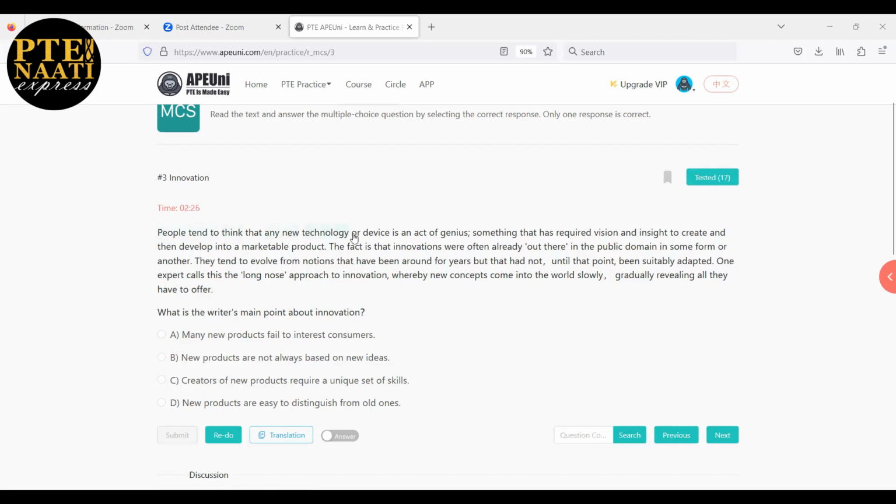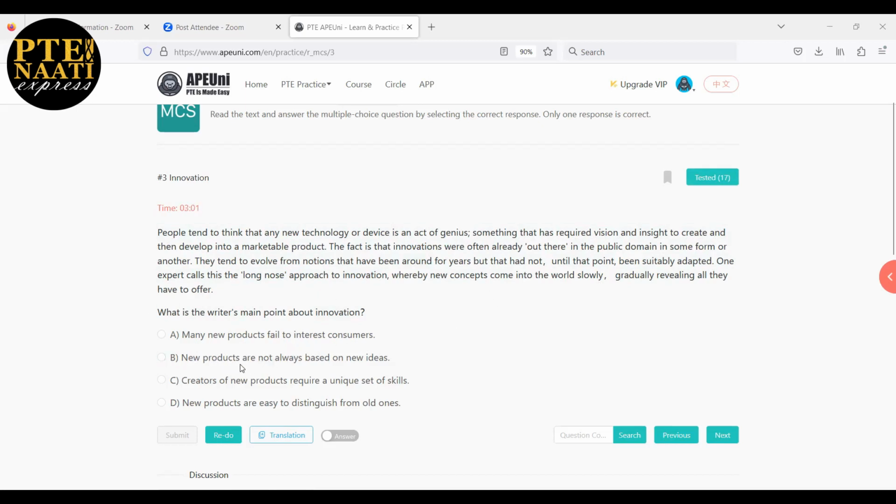People tend to think that new technology or device is an act of genius, something that has required vision and insight to create and then develop into a marketable product. The fact that the innovations are already out there in the public domain, some forms they take. One expert calls this the long nose approach to innovation. So there is no talk at all about many products failing to interest consumers, nowhere.